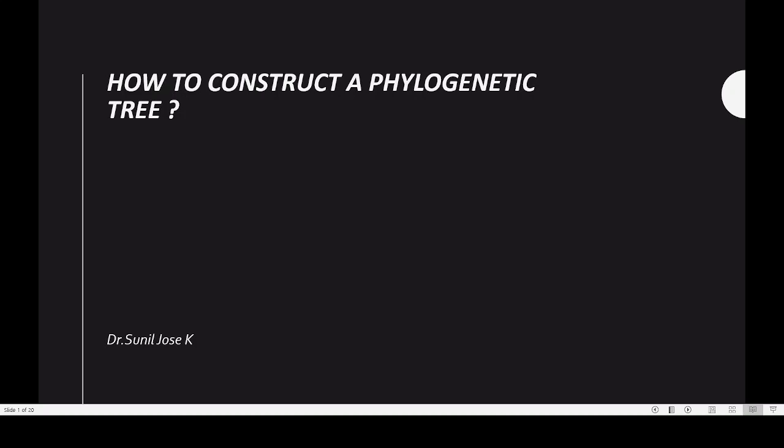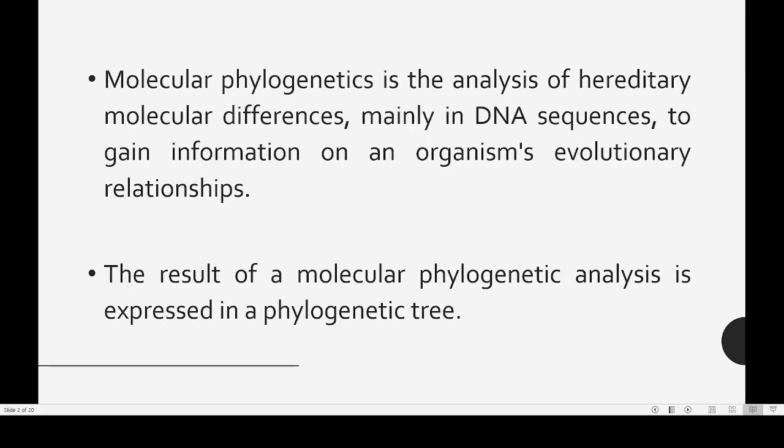So what is a phylogenetic tree? We have to start from that point. So basically, molecular phylogenetics is the analysis of hereditary molecular difference, mainly DNA sequence, to gain information about organisms' evolutionary relationship. So there is a branch which is called molecular genetics.